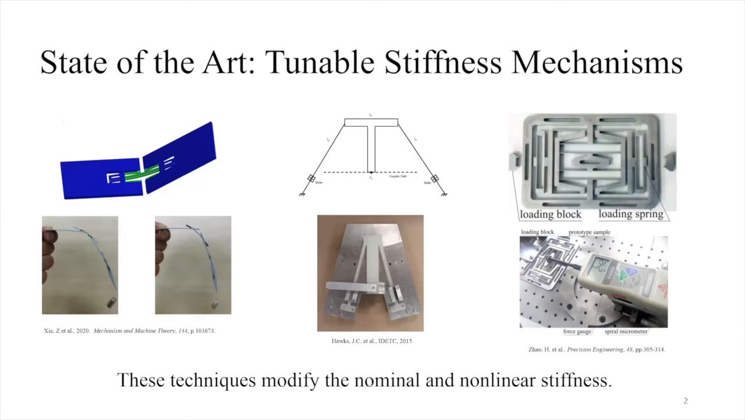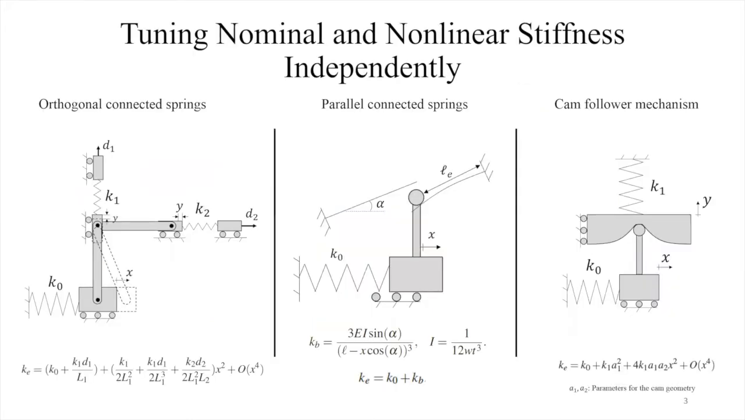However, there is no study so far related to tuning the nonlinear behavior of compliant structures independent of the linear behavior. As in all these cases, like geometry tuning and imposing an axial load, both the linear and the nonlinear behavior are modified. So for our presentation today, I'm going to present three different structures to modify the nonlinear stiffness independent of the linear stiffness.